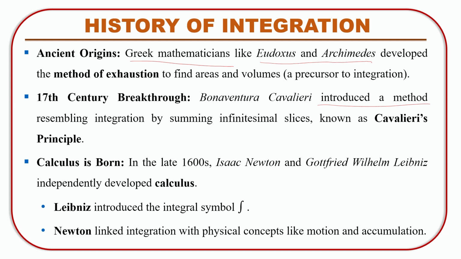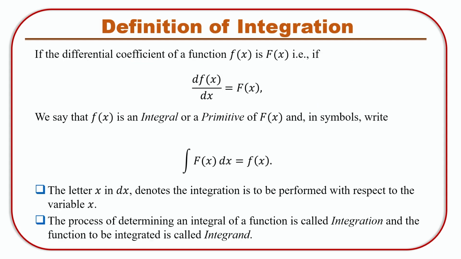And as we all know, Isaac Newton invented calculus to develop his gravity theory in the 1600s, and Leibniz was the first one who introduced the integral sign, and calculus as well. So, Leibniz introduced this integral sign, and Newton linked integration with physical concepts like acceleration, speed, motion, and velocity as well.